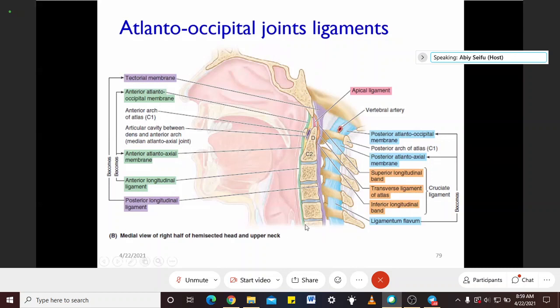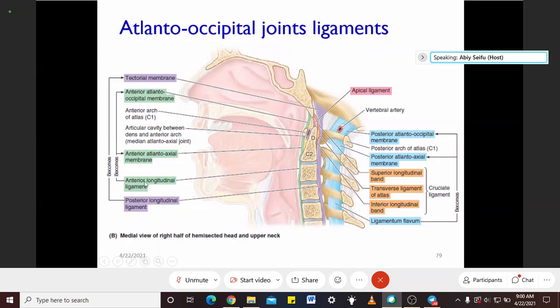For instance, this one is the vertebral column, and this one is the anterior longitudinal ligament. Here, this one is C2 and this one is the odontoid process. And look, this one is the anterior arch of the atlas, or C1, which articulates with the odontoid process. Now this one, the anterior Atlanto-occipital membrane, is a continuation of the green one, the anterior longitudinal ligament.